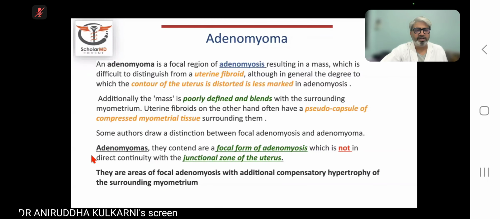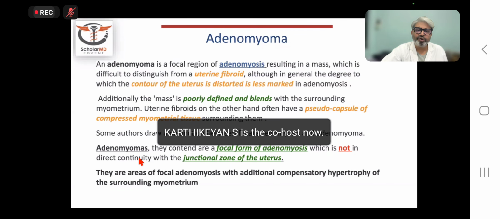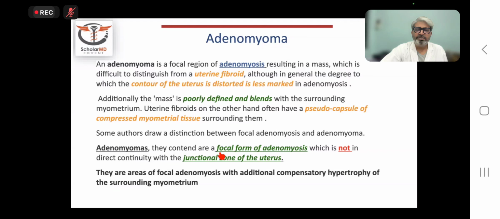In case of adenomyoma, it should be differentiated from focal adenomyosis. So how do you do that? A focal form of adenomyosis is one in direct continuity with the junctional zone. If it is in continuity with the junctional zone, it is a focal form of adenomyosis. If it is distinctly away from the junctional zone of the uterus, it needs to be termed an adenomyoma. Just to re-emphasize once again, a focal form that is not in direct continuity with the junctional zone is called an adenomyoma. When it is in continuity, it is called focal adenomyosis.